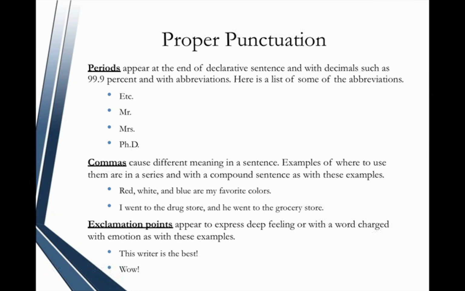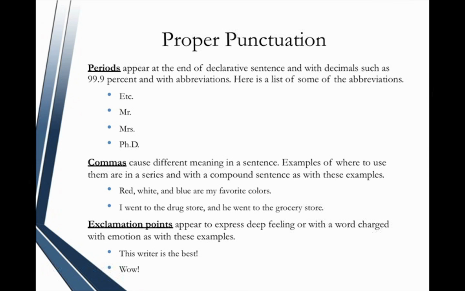Let's review the basics of punctuation to make sure each sentence we create uses punctuation properly. Periods appear at the end of a declarative sentence, with decimals such as 99.9%, and with abbreviations. Here is a list of some of those abbreviations: etc., Mr., Mrs., PhD.